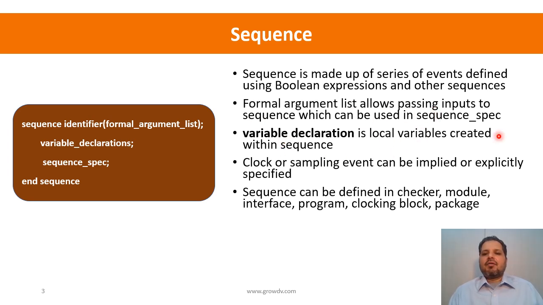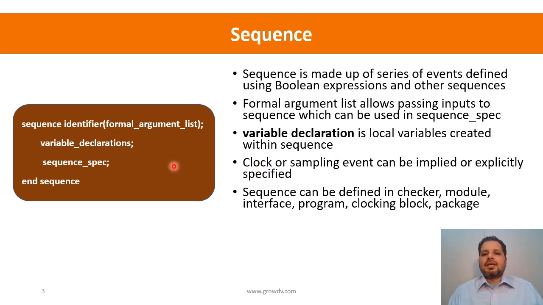The local variables can be created within the sequence, and this is very useful, as you will see that any property can be multi-threaded. So if you declare variables within the sequence, and the multi-threaded nature comes into the picture, every thread will have its own variable, so that way it is very useful.